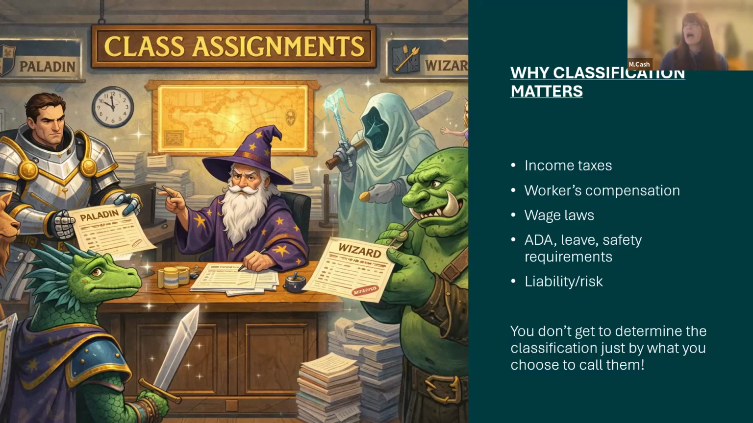And remember, you don't get to decide how a person is classified. It depends on their actual working relationship. And the IRS uses different categories to help determine whether a worker should be classified as an independent contractor or an employee. And they recognize many types of employees. So today we're going to focus only on the ones that townships are more likely to come across. All right, let's dive in.